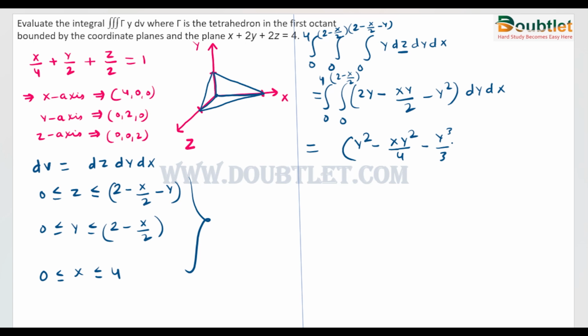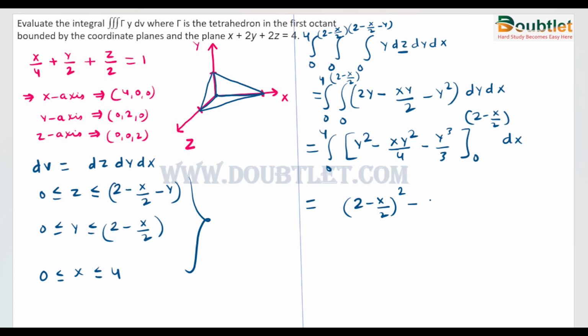And we will put the limit 0 to the upper limit, that is 2 minus x divided by 2, and we have to integrate it with respect to x. Limits are from 0 to 4. So now we will put 2 minus x divided by 2 whole square minus, since the lower limit is 0, we will not consider it because each term has y, so the whole lower function will become 0.